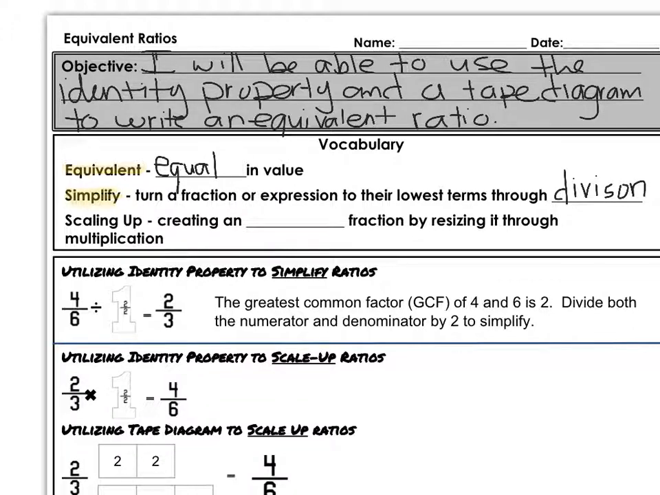Another way to write an equivalent ratio or equivalent fraction is to do something called scaling up. So let's highlight that, scaling up. Scaling up means creating an equivalent fraction by resizing it through multiplication.